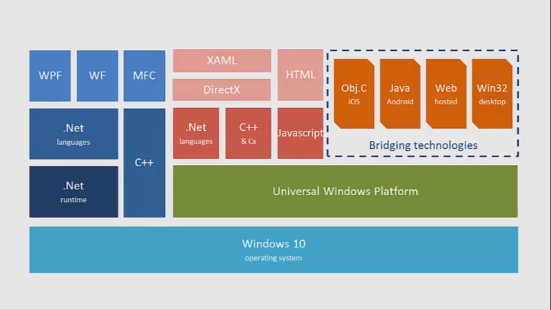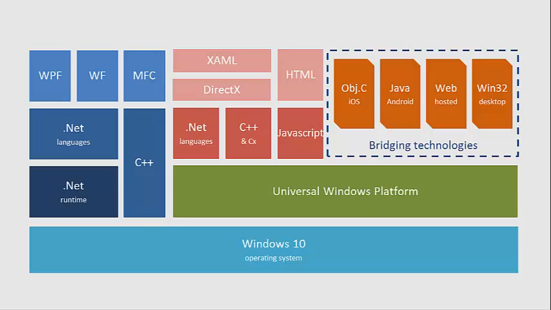Now, for doing application development, whether it's games or line of business applications or different kinds of things, we have this concept of the .NET languages, C++, C#, and so forth, and JavaScript running on top of the UWP platform. And then in terms of rendering our UI, we have XAML, DirectX, HTML. For line of business applications, we're probably going to focus on XAML.